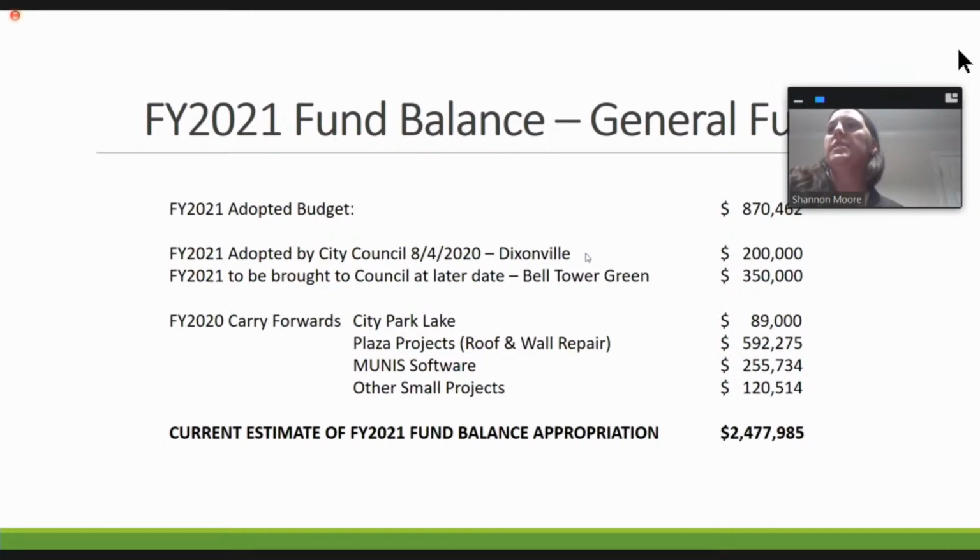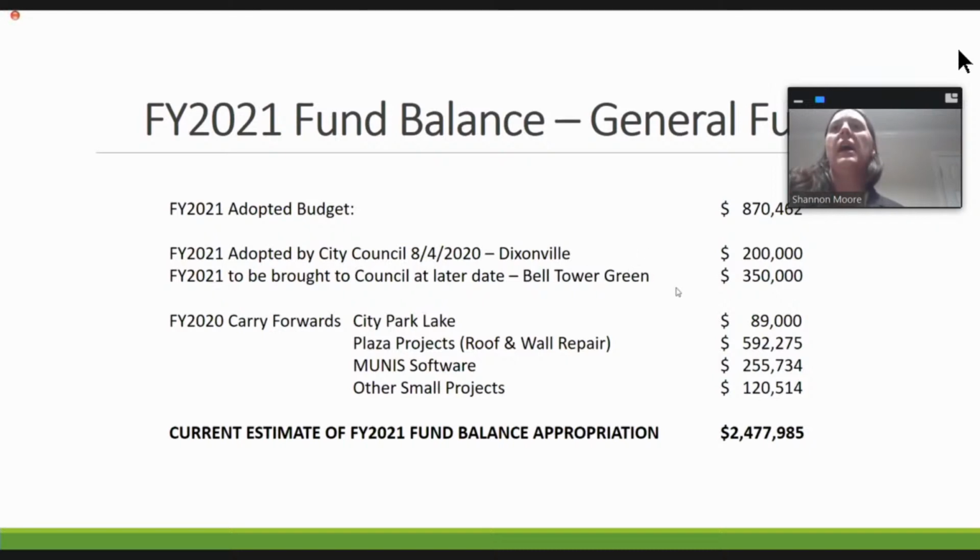We came back to council at our August 4th meeting, and we appropriated the $200,000 that was in last year's budget for Dixonville. That contract was not awarded before the end of the fiscal year, so we could not carry those funds forward. We needed to appropriate that money out of fund balance. So that's really just essentially taking last year's budget appropriation and moving it into this year.